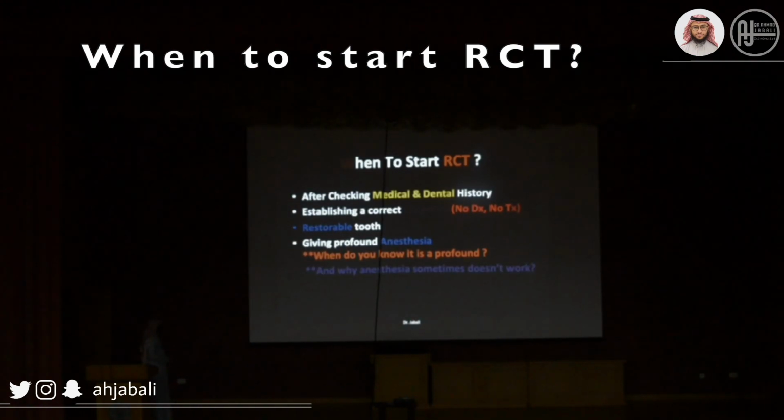Okay, so what are the reasons for failure of anesthesia? Apprehensive patient, one. And if there is inflammation and the pH is low, then the anesthesia might not work.